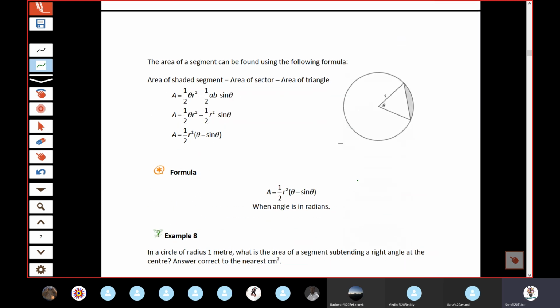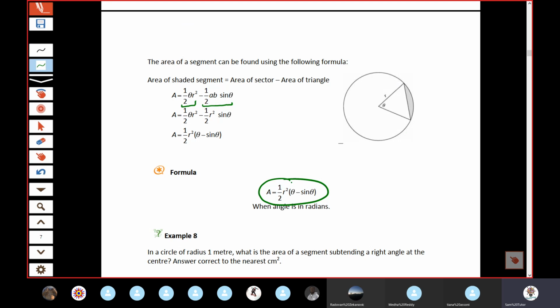I don't think technically you need to memorize this anymore. It's not in the syllabus because now they make you prove it, but why not know it? If you need to find the area of a segment, this bit here, you know that it's going to be your sector minus your triangle. In other words, it's your sector minus your half ab sine C, your triangle. And as you simplify it, you get this.